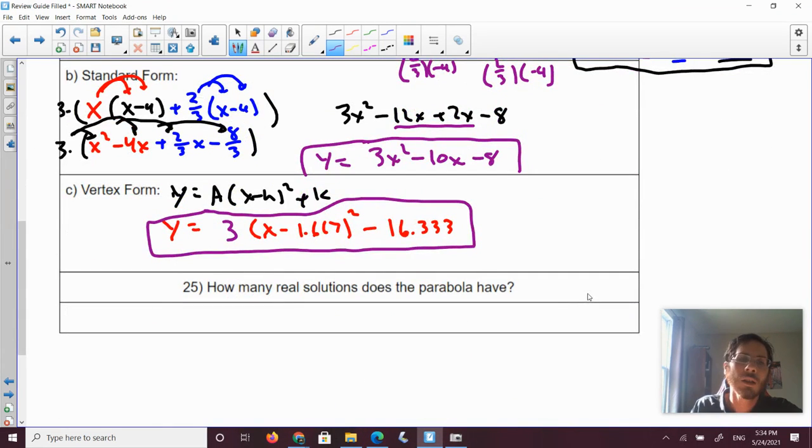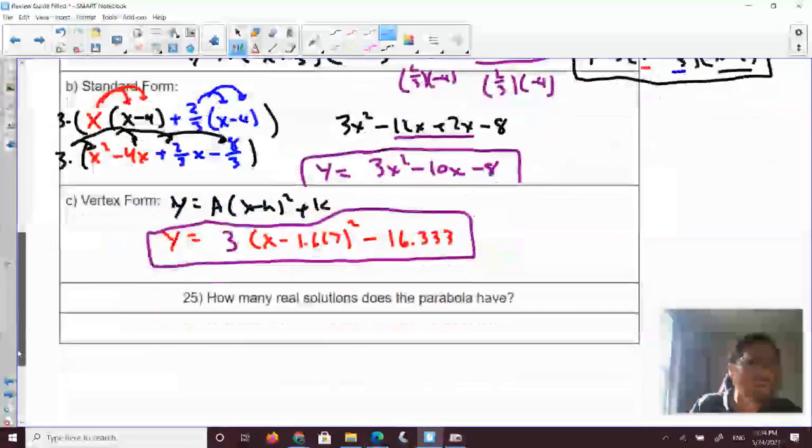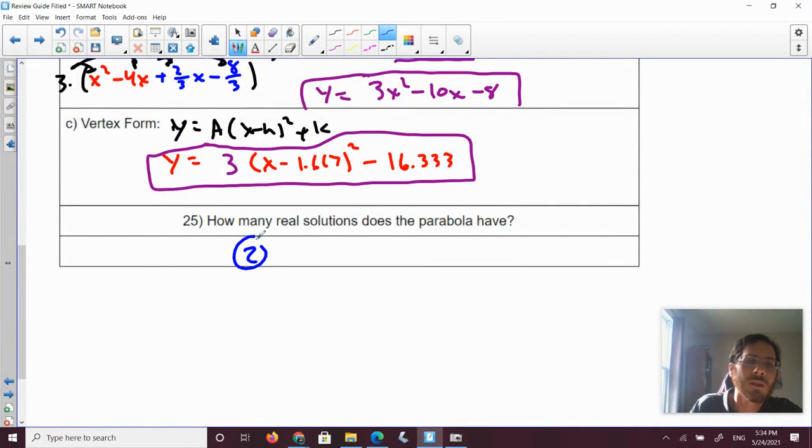question. The last question just asks how many real solutions does the parabola have? So the trick here is actually finding the x-axis. In this case, the x-axis is right here, and we have to find out how many solutions we have. We've got 1, we've got 2. It doesn't ask for what they are, it just asks for how many. So we just have to be careful again when we're reading the question, because the answer is 2. There are 2 of them. And that's it. That's the entire review guide.